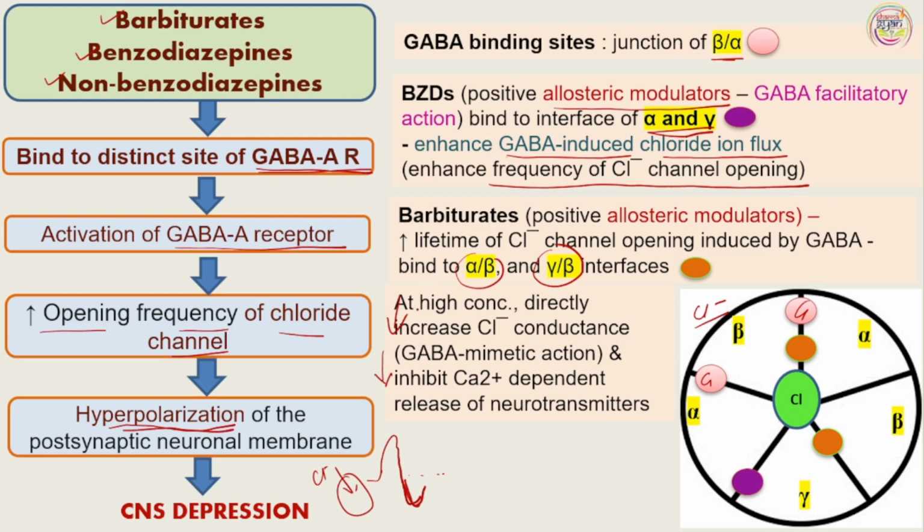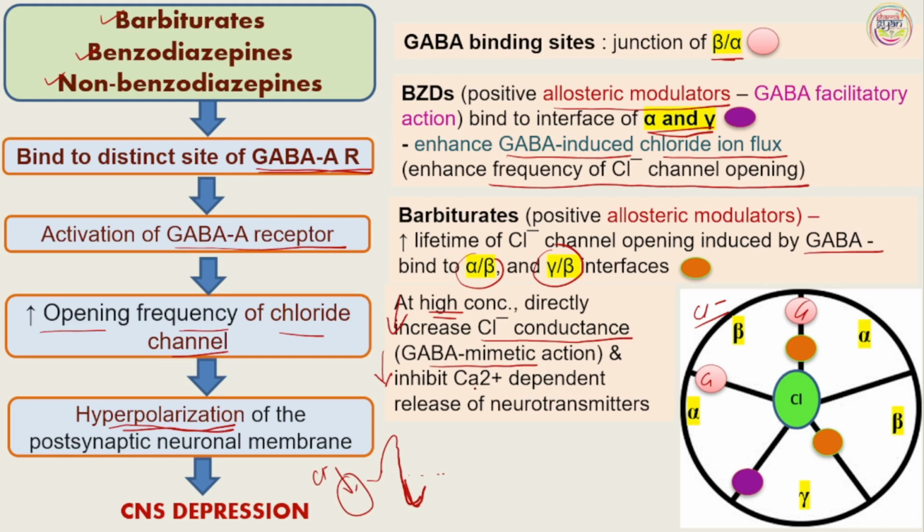At high concentration, barbiturates directly increase chloride ion conductance. This is the GABA mimetic action at high concentration. Otherwise, they increase the opening time of the chloride ion channel induced by GABA, and at high concentration they directly increase the chloride ion conductance, a GABA mimicking action.